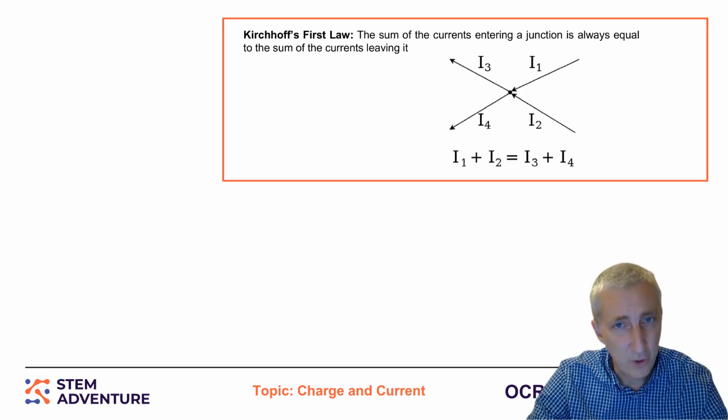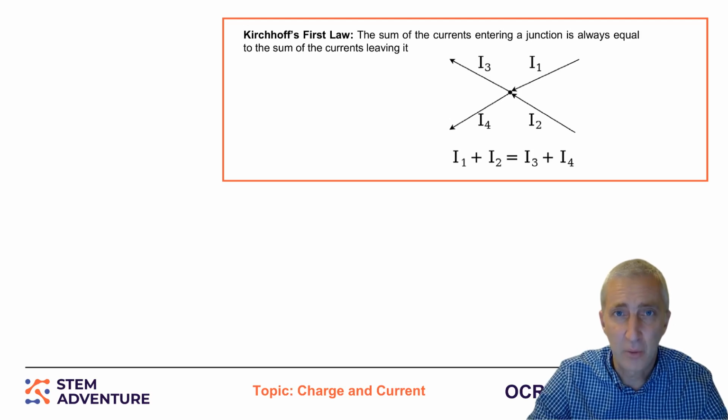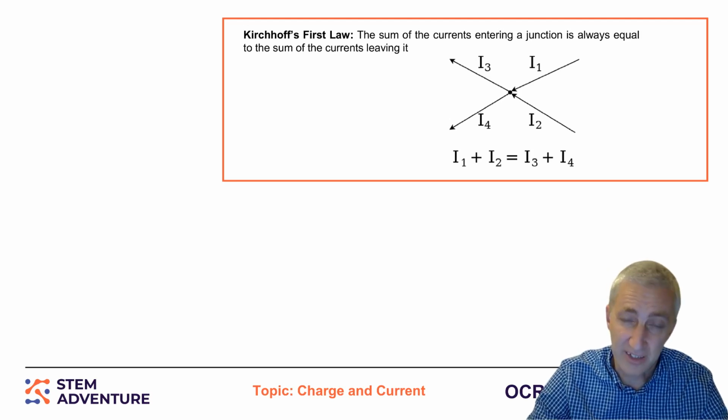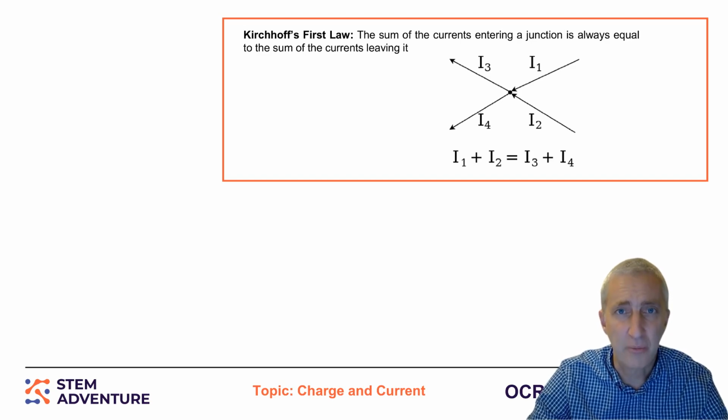As current is the flow of charge, at any junction, the amount of charge entering a junction must be the same as the amount of charge exiting a junction in a unit time. Therefore, as Kirchhoff's law states, the sum of the current entering a junction is always equal to the sum of the current leaving it.